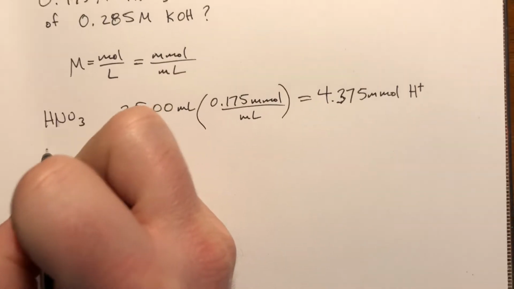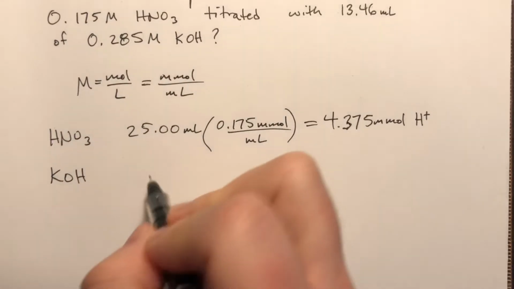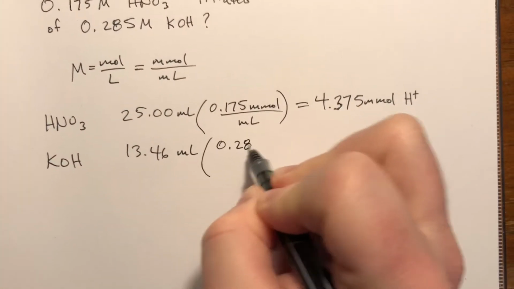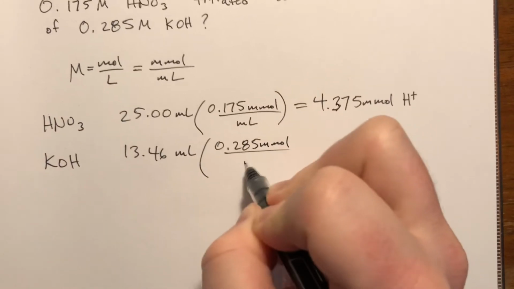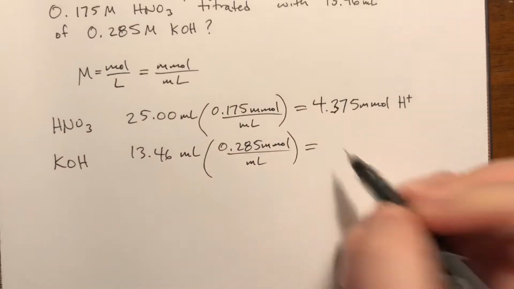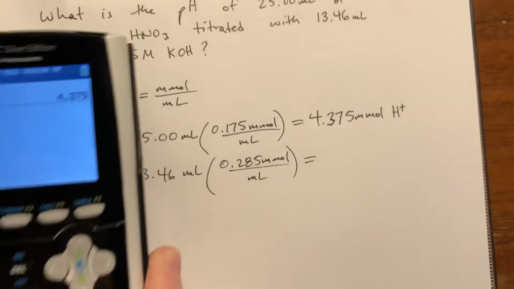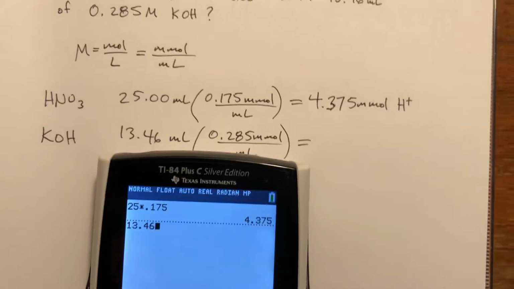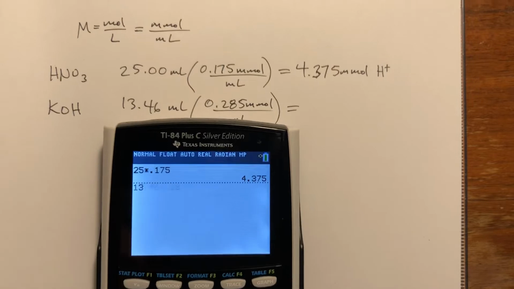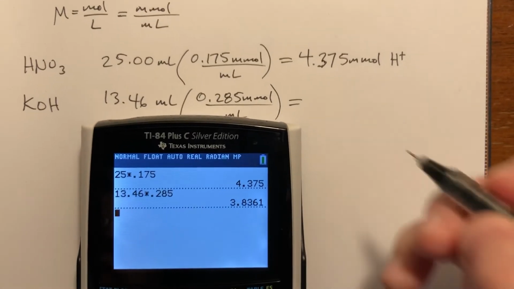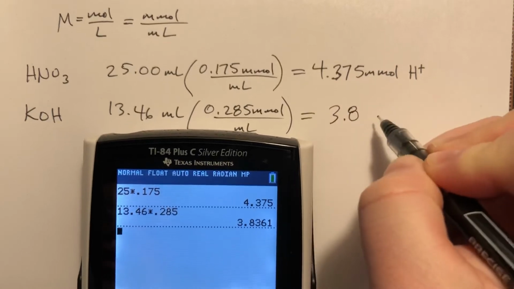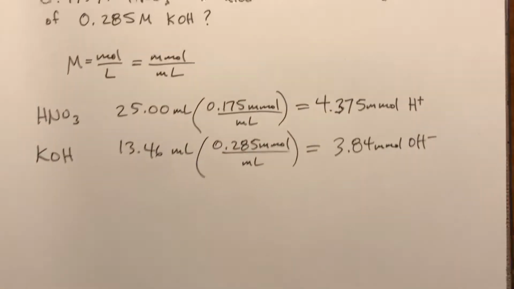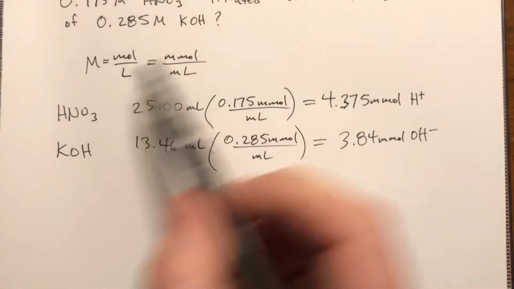Now for the KOH, which is a strong base, we have 13.46 milliliters times 0.285 millimoles per milliliter, and we'll see what we get there. 13.46 times 0.285, and we get an answer of 3.84 millimoles of base.